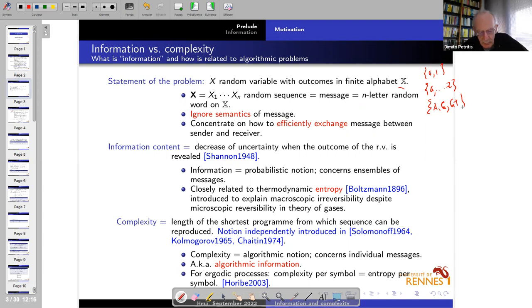And the problem of information is an engineering problem: how to efficiently convey a message from a sender to the receiver without paying any attention to the semantics of the message. For the engineer, whether it is a bit sequence or a written letter of the normal alphabet, this is totally irrelevant.